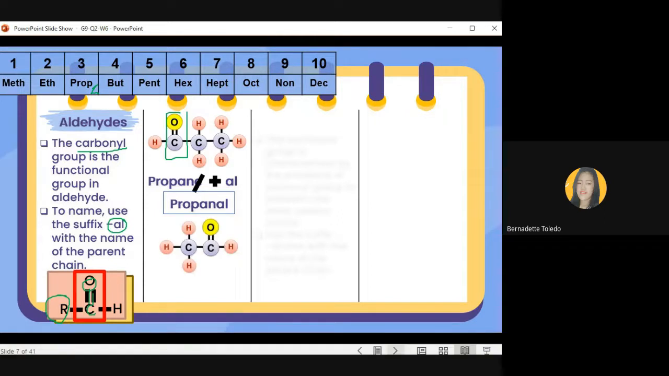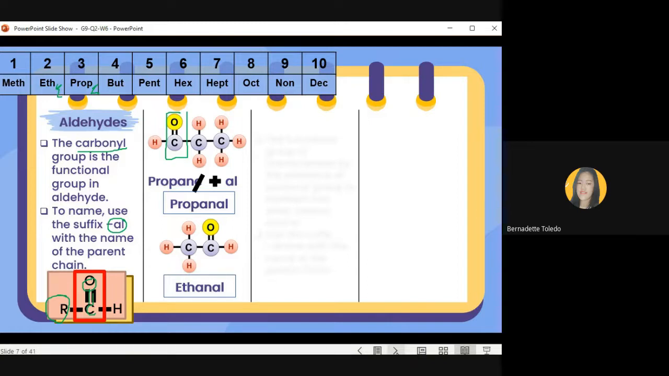Another example, this one. So, if we have this as an alkane, we have two carbons, so we have ethane. Now cancel out the E and add al. The name of this compound is ethanal.